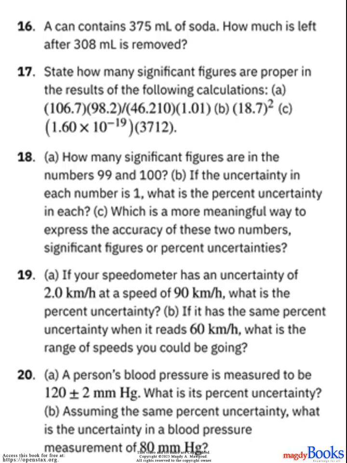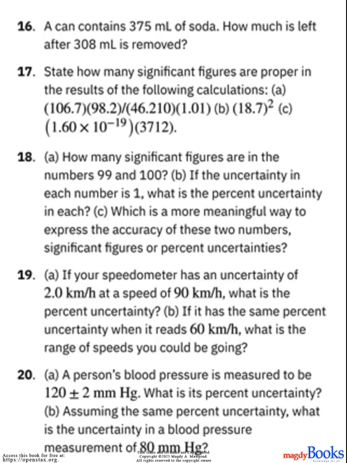17. State how many significant figures are proper in the results of the following calculations. A. 106.7 multiplied by 98.2, all divided by 46.210, multiplied by 1.01. B. 18.7, all squared. C. 1.60 times 10 to the power of negative 19, all multiplied by 3,712.